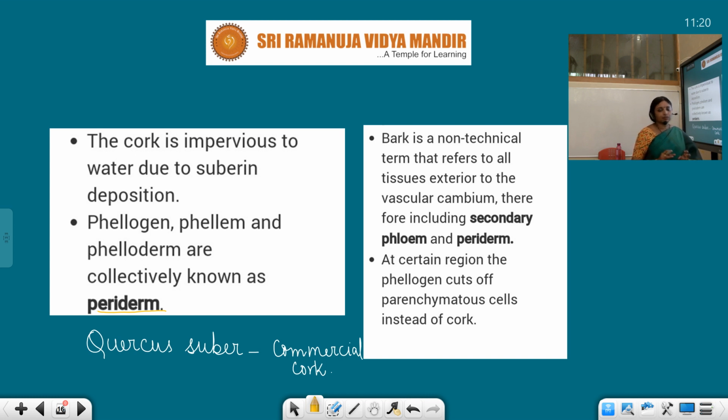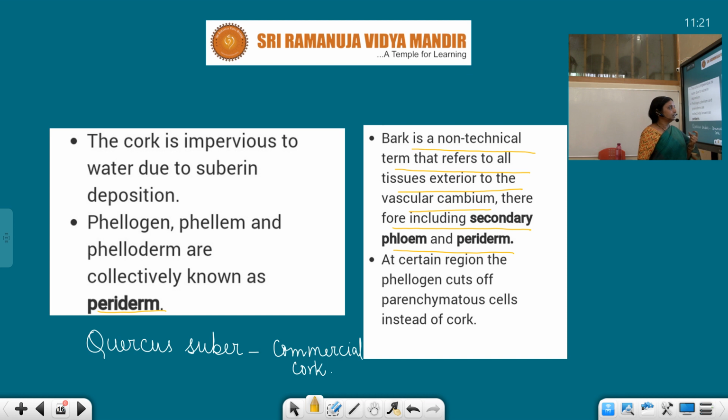So the epidermis is ruptured, and the phelloderm, phellogen and phellum are formed, and these three together form the periderm, which is known as bark. But bark is not a technical term. Bark is a non-technical term that refers to all tissues exterior to the vascular cambium, therefore including secondary phloem and periderm.